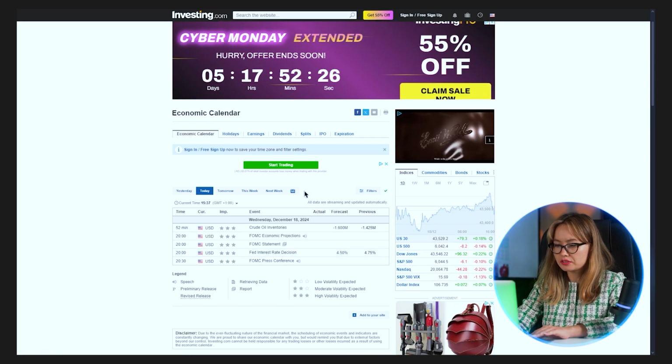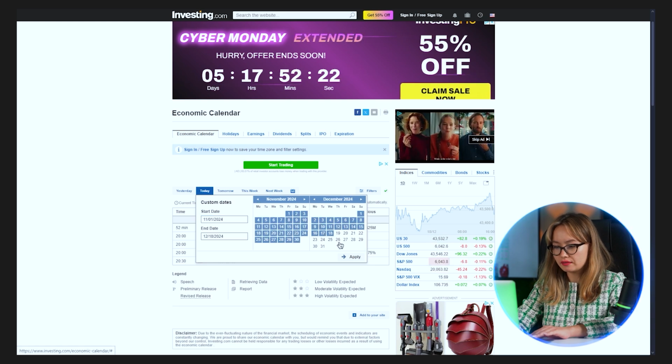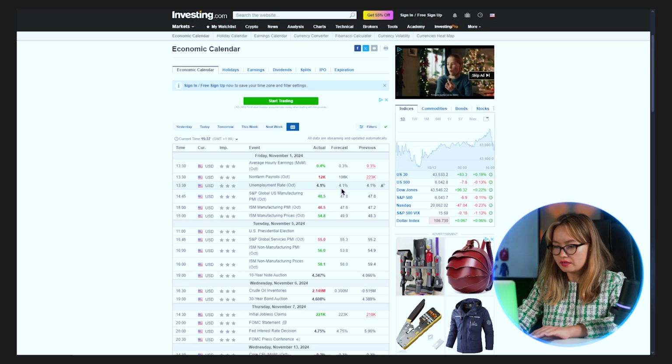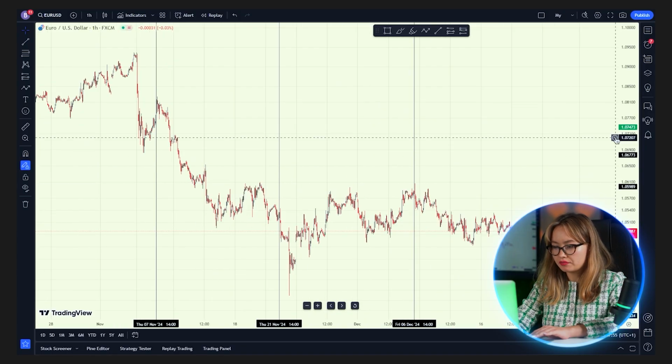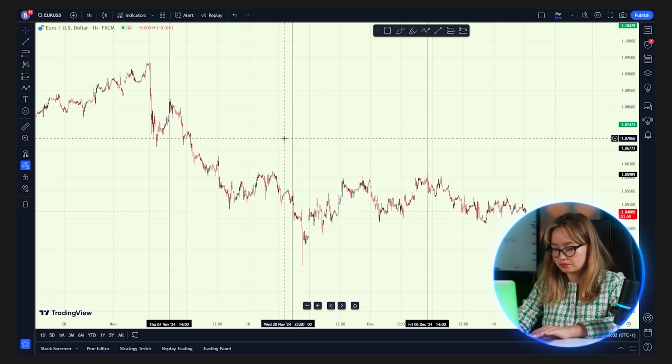Great! Now I'll adjust the date range from November 1st to December 18th. That's the filming date of this video. Here's the US economic calendar. On my TradingView chart, I've already marked 3 dates. Let's check if the news affected the chart.